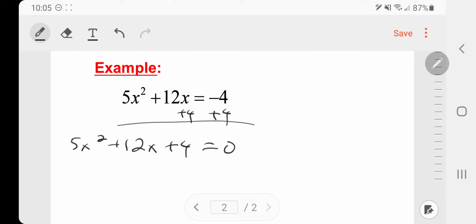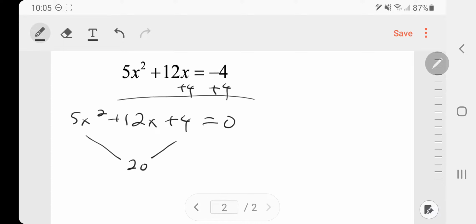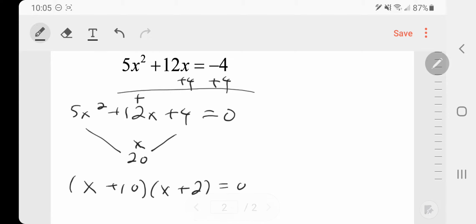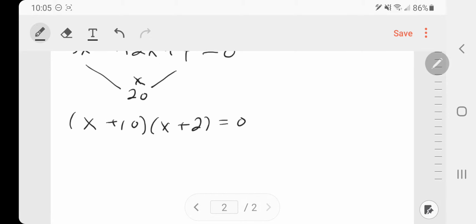All right, now we're just going to factor this one. You can do the grouping method, or in one of my prior videos I showed how to do the AC method. That's the one I'm going to choose to do. I think that's a little easier for this one. Looking for the numbers that multiply to 20 and add to be 12. Okay, so two numbers that multiply to 20 and add to be 12 would be 10 and 2. So my temporary binomials are going to be x plus 10 and x plus 2, set them equal to 0.